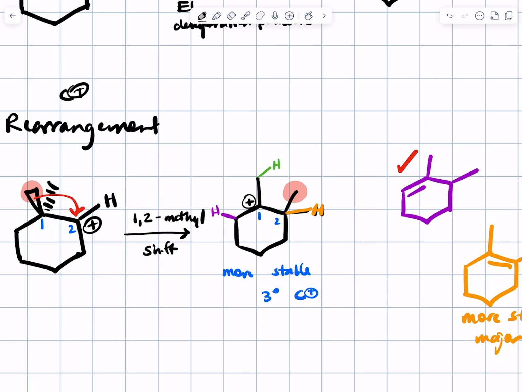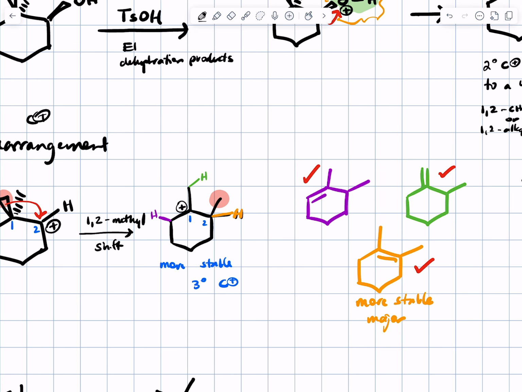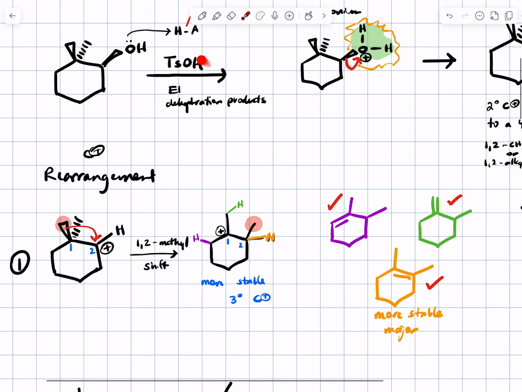Having done that, then I talked to you about how to draw the elimination products that come from that carbocation. How do we know to expect elimination products? Because we're using TsOH or H2SO4, and those give exclusively alcohol dehydration products or elimination products.